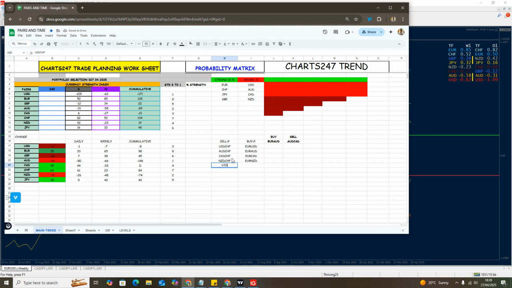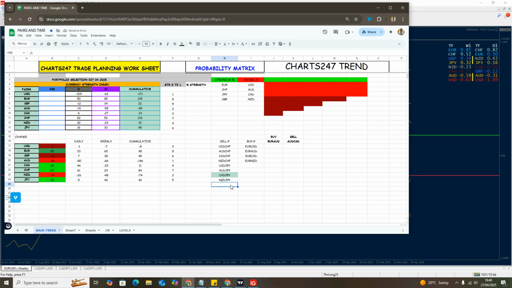And the next one is the Japanese yen, okay? US dollar JPY, AUDJPY, CADJPY, and the NZDJPY. Okay, for pound, we'll do the pound as well.